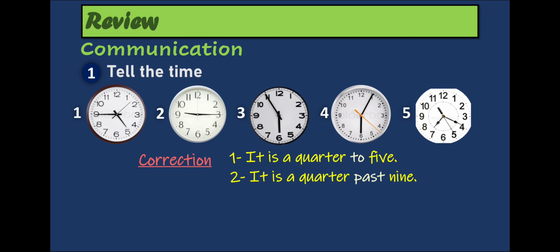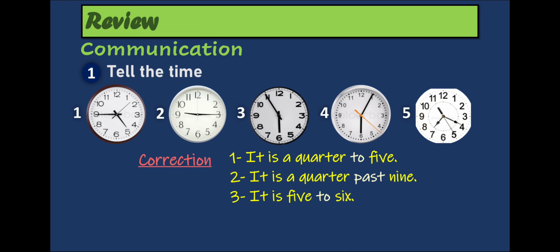Number two, it is a quarter past nine. A quarter, 15 minutes past, after nine. Is it clear? Two, to and past. We talk about the minutes first, then the hour second, in this order.